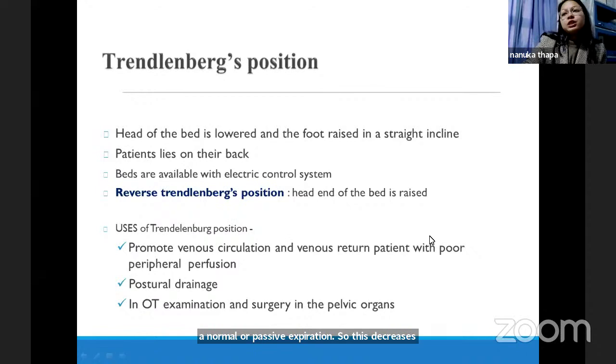The uses of Trendelenburg position is that it promotes venous circulation and venous return in patients with poor peripheral perfusion, as I said, postural drainage, and also in the OT for the examination of the pelvic organs.